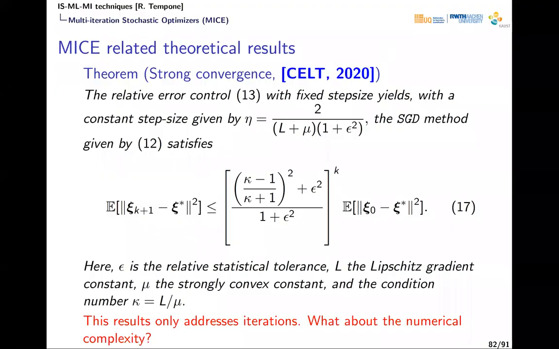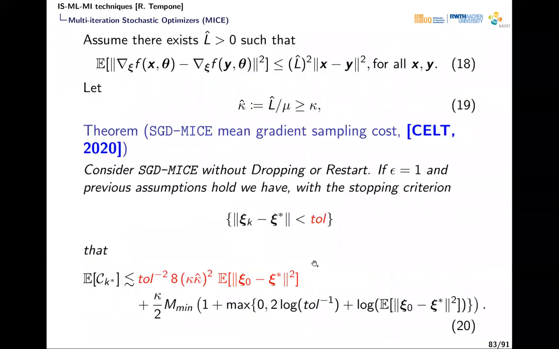In this context, we can show several results. For instance, the strong convergence with respect to the number of iterations and, most importantly, the numerical complexity in terms of the number of gradient evaluations and the desired accuracy tol. So here you see the strong convergence result, with something that looks very familiar, but with this addition of this epsilon that controls the relative statistical error in the gradient. And as I said before, if you want to reach the neighborhood of size tol around the optimum, you have to pay, in expectation, a cost that is like this.